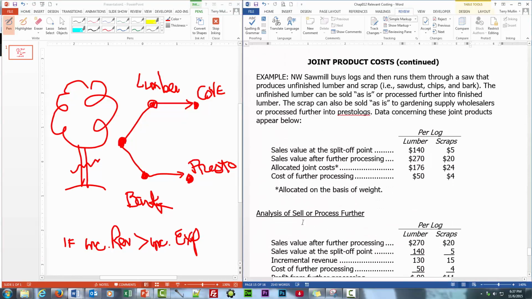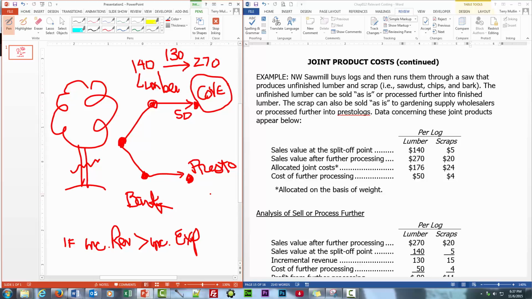At the split off point for the lumber, we're going to have $140. If we process it further, we can get $270. So what it's saying is we can pick up an extra $130 if we process this further. If it costs us $50 to process further, the question is, is it worth spending $50 to make $130? And the answer is yes, so we would process this further.